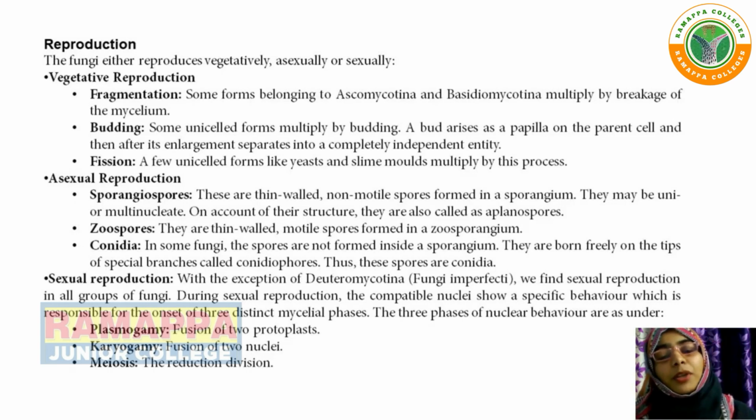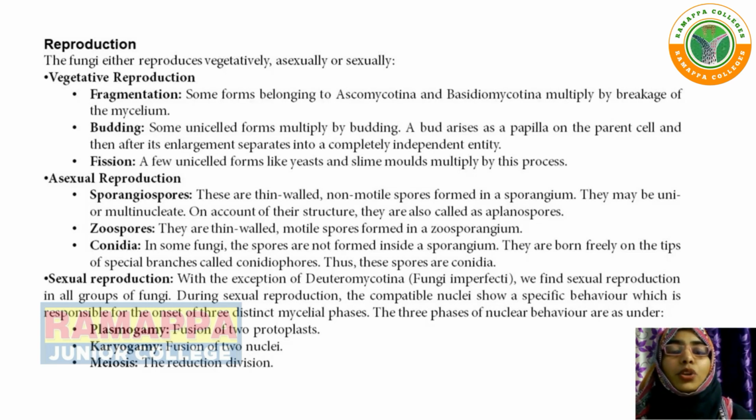Next, coming to sexual reproduction, with the exception of Deuteromycota, the imperfect fungi, we find sexual reproduction in almost all the groups of fungi. During sexual reproduction, the compatible nuclei show a specific behavior which is responsible for the onset of distinct mycelial phases. There are three phases of nuclear behavior: plasmogamy, karyogamy and meiosis.